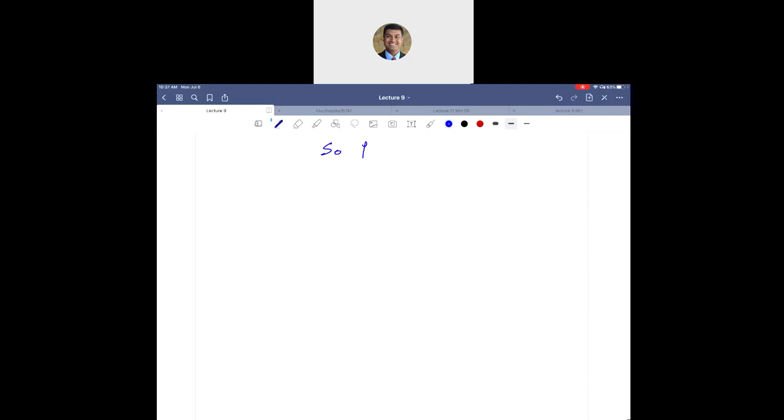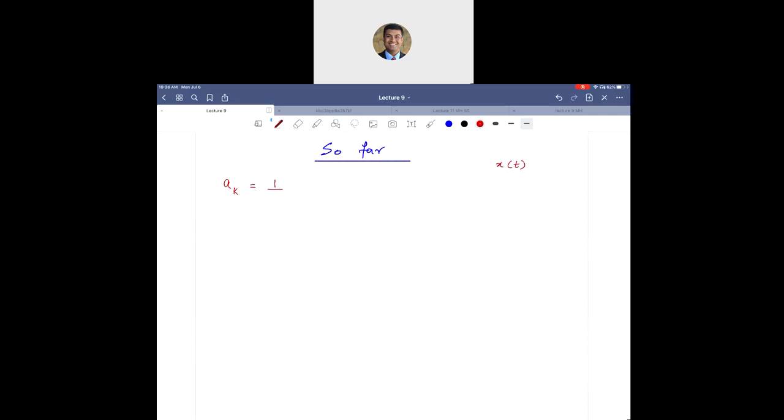So far with respect to Fourier series coefficients, we have been talking about how to find a sub k. Those are our Fourier series coefficients. How do we find that given a periodic signal x of t? So if you have a periodic signal x of t, how do you find its Fourier series coefficients?